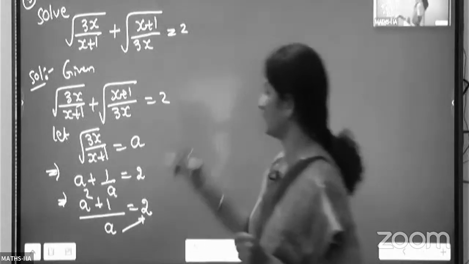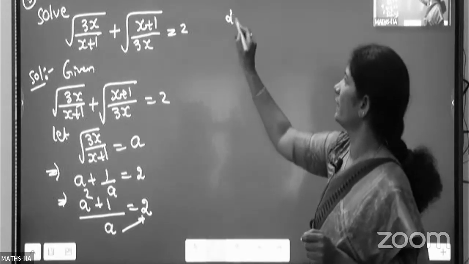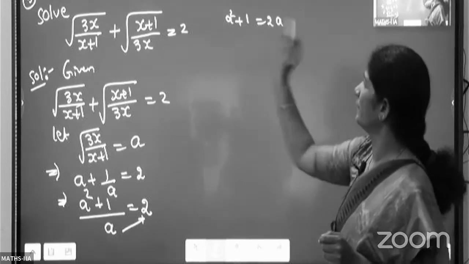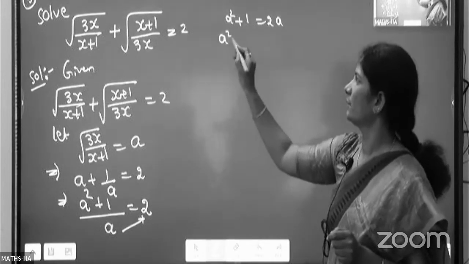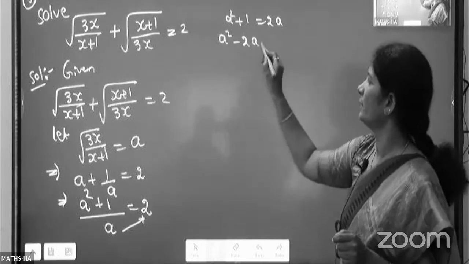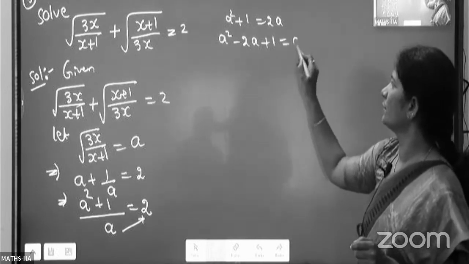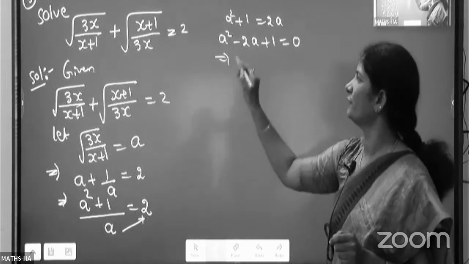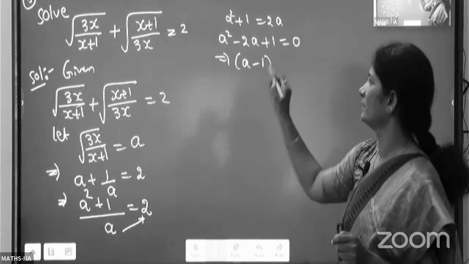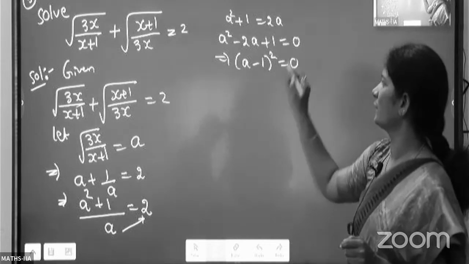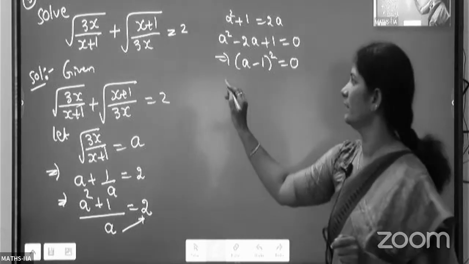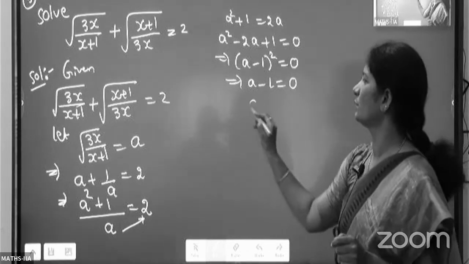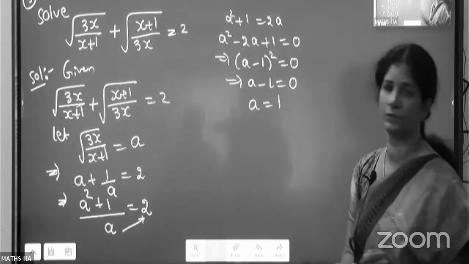So, after cross multiply, what do you get? a square plus 1 is equal to 2a. Bring them this side: a square minus 2a plus 1 is equal to 0. If you observe, it is perfectly in the form of (a minus 1) whole square. Need not factor, directly you can write (a minus 1) whole square. It means a minus 1 is equal to 0. So what is a? a is equal to 1.